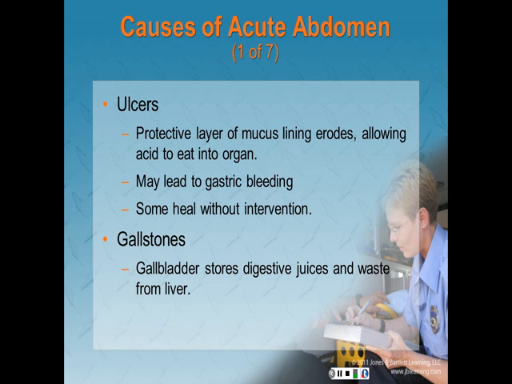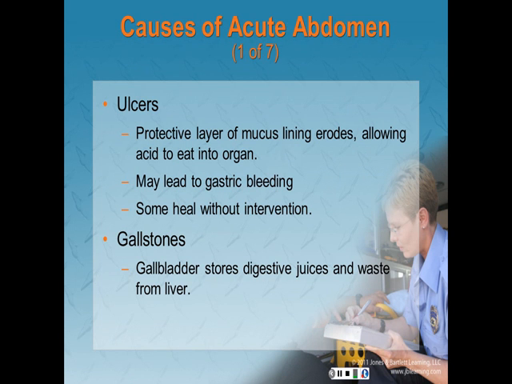Ulcers. The protective layer of mucous lining erodes, allowing acid to eat into an organ. Peptic ulcers are usually the result of H. pylori infection, chronic use of NSAIDs, alcohol, and smoking. If the erosion is severe, it can lead to gastric bleeding.